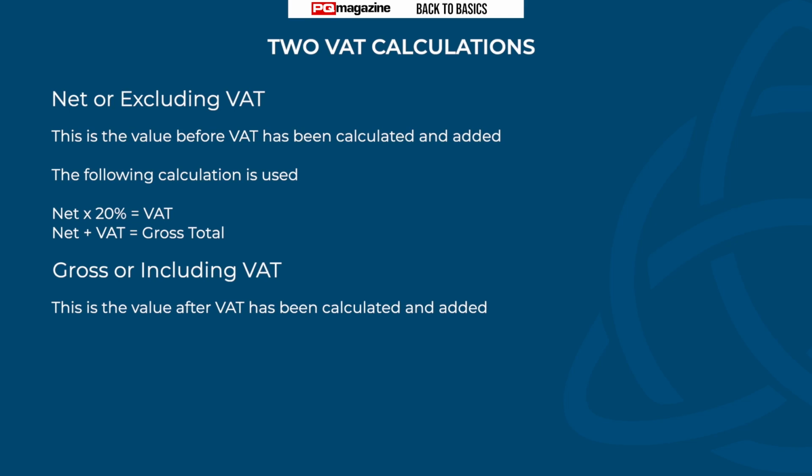The calculation to find the VAT when we have a gross value is gross multiplied by 20 divided by 120 equals VAT. This is deducted from the gross value to give us the original net value. We can also use the calculation gross divided by 1.2 to give us the net. But because VAT is always rounded down, we would recommend calculating the VAT first.